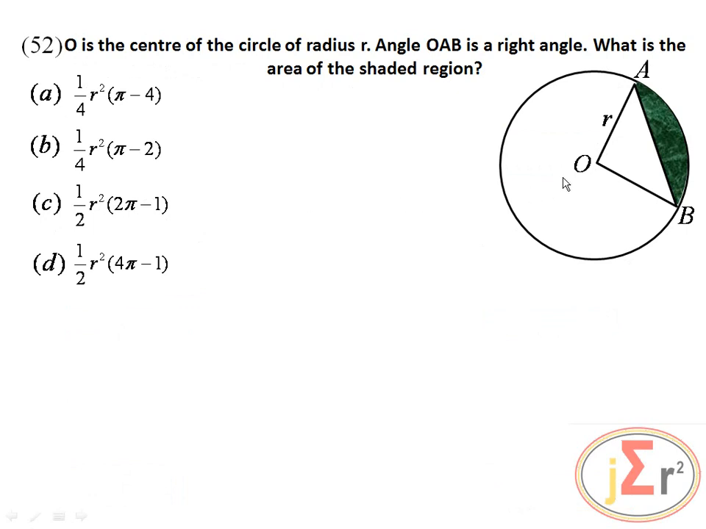O is the center of the circle of radius r. Angle OAB is a right angle. What is the area of the shaded region? So we have our shaded region right here. What is its area? We are making use of the fact that we have r here, and no doubt we will have r here also.